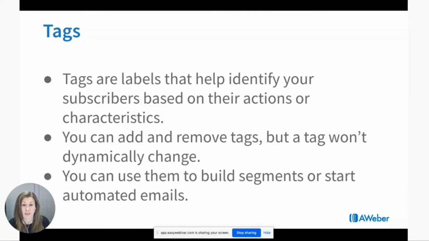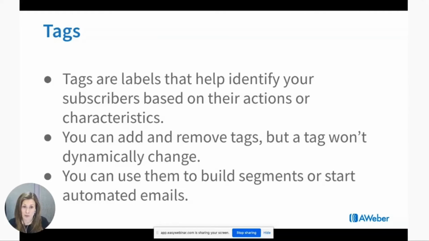And you can actually build segments using tags. So I could build a segment of people with the tag blue. And then I could build a segment of people with the tag blue and people who have opened an email in the past 30 days. So you see that segment, I'm taking a bunch of different traits and information and actions about my subscriber, and I'm building this segment. But with a tag, it's just one single label that you put on your subscriber.